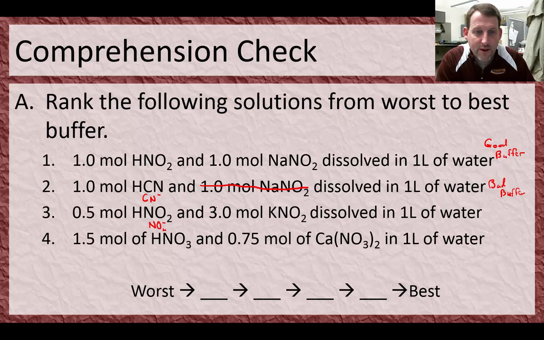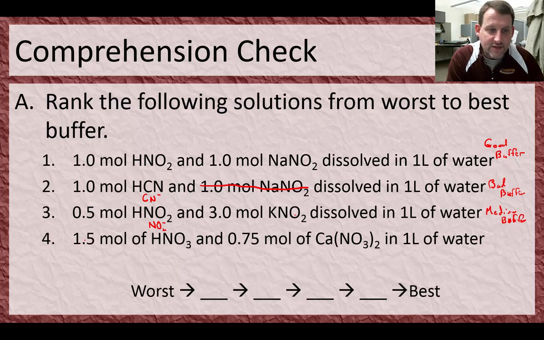And we have 3 moles. Ooh, we have 3 moles of KNO2. So that is the conjugate base, so we're going to have a buffer. But notice our ratio is not 1:1. It's a much higher ratio. So this is going to be a medium buffer. It's going to be an okay buffer. It's not going to be as good as this one where the ratio is 1:1. There's a whole bunch of this, there's not very much of that.